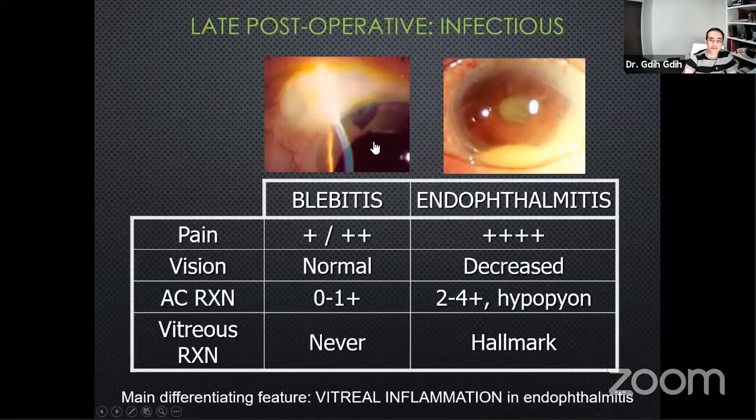So, the main differences between blebitis and endophthalmitis. Pain: you can have some pain with blebitis, but more so with endophthalmitis. Vision is usually normal in blebitis. In endophthalmitis, of course, it's reduced. AC reaction: you may have 0 to +1 cells, but in endophthalmitis, you're going to have a lot of cells and also hypopyon. Vitritis, vitreous reaction, you never have in blebitis, but in endophthalmitis it is the hallmark.